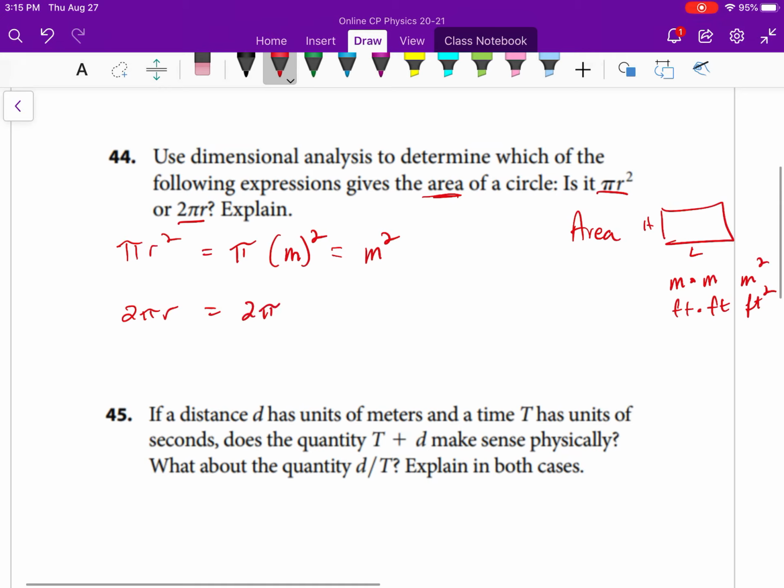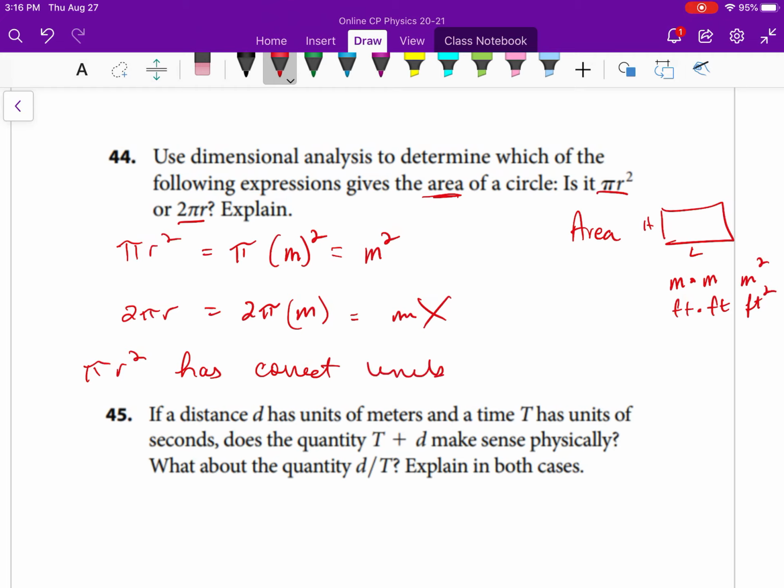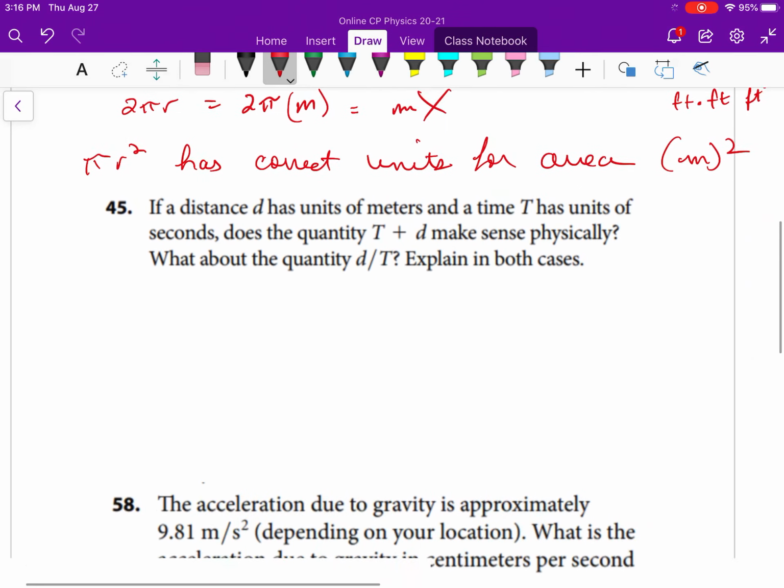In this situation, 2 pi has no units, and r has meters, so my units would be meters, and sure, that is not units of area. So how I would explain it is that pi r squared has correct units for area. Maybe such an example, meters squared.